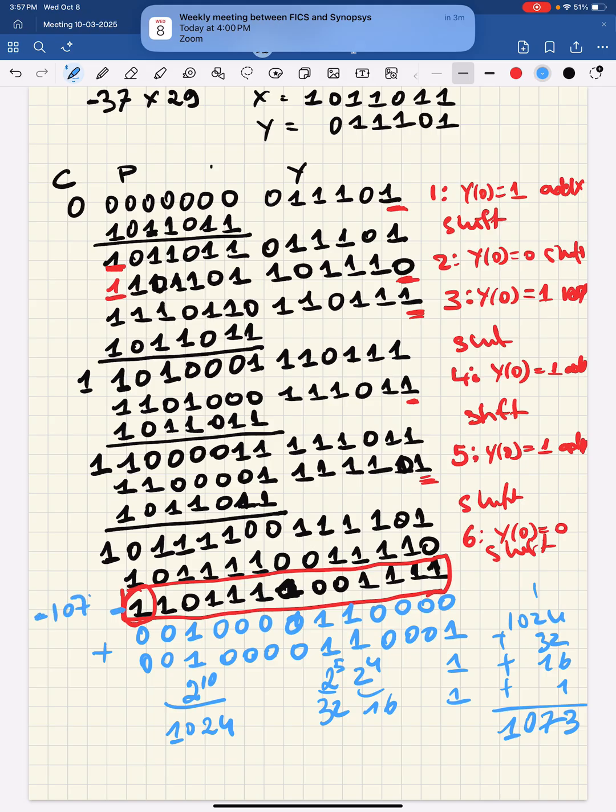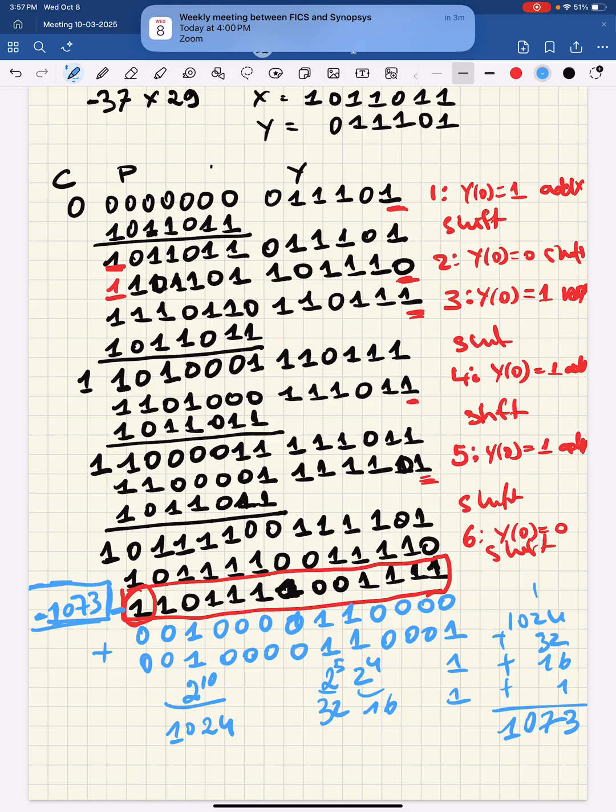So what do I get? Let me check that using my calculator here. I'll plug in the number 37, multiply by 29. Yes, I get exactly 1073. So this is the final result.